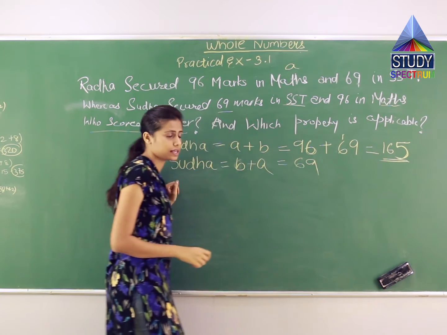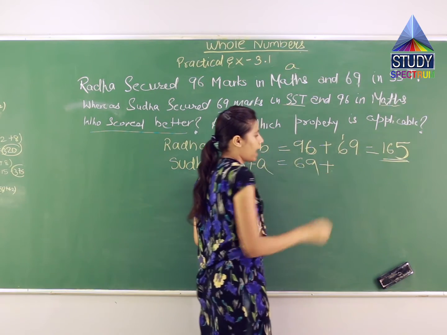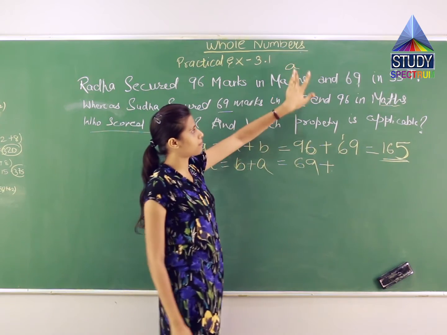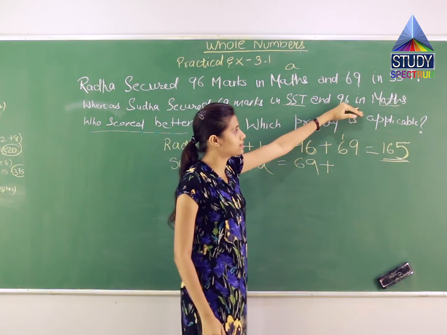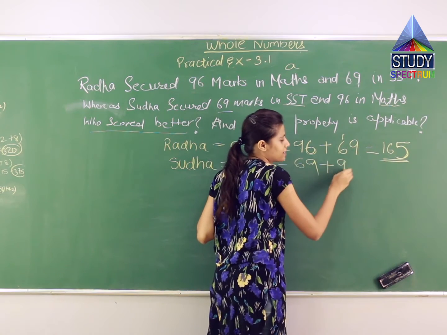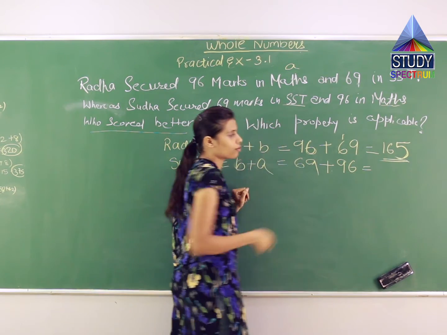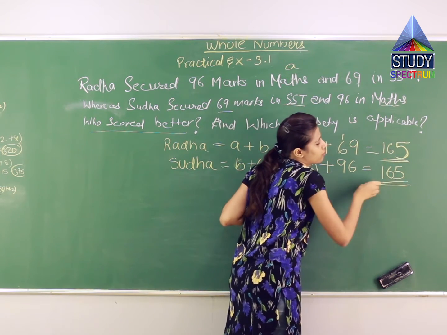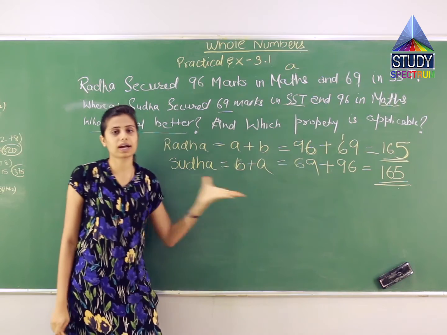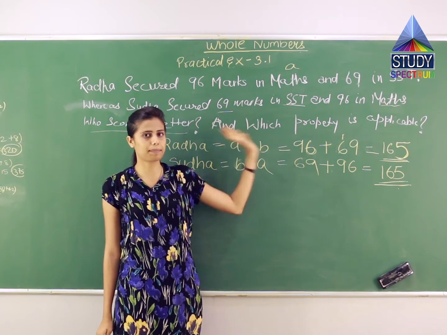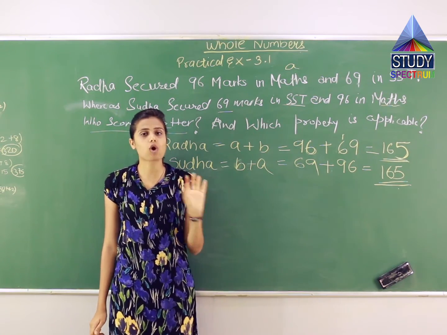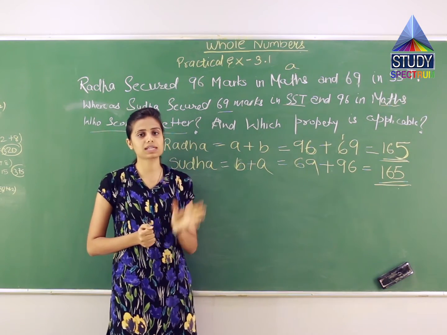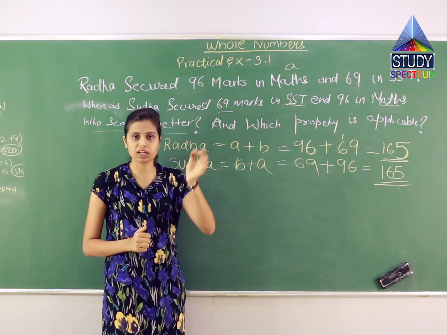So I'll write 69 plus. And how much in maths? That is A. Look over here. A is maths, right? So how much she got in maths? 96. So I'll write 96. What will be the total for this? The total for this, if you add up, you will get 165 itself. Means what? Can you look at this and find out which property is applied over here? It is commutative property, which says that no matter the position, if two numbers are added, the sum will be the same, if the numbers are same, right?